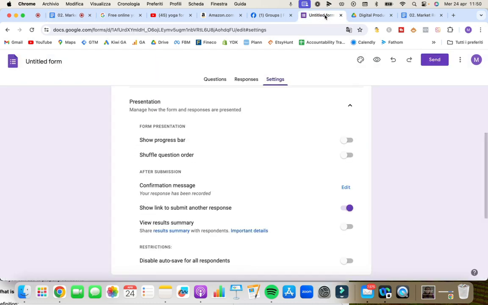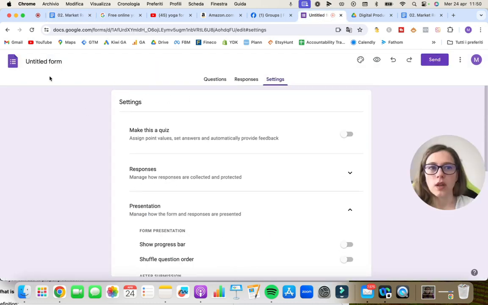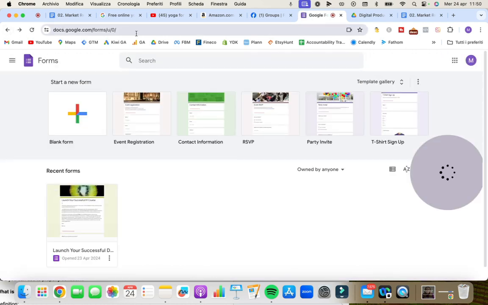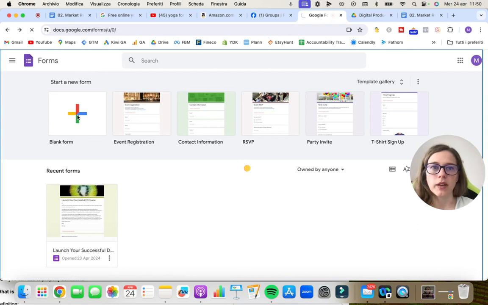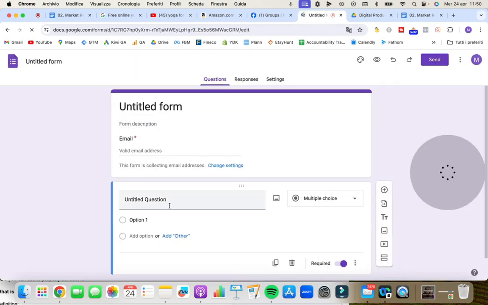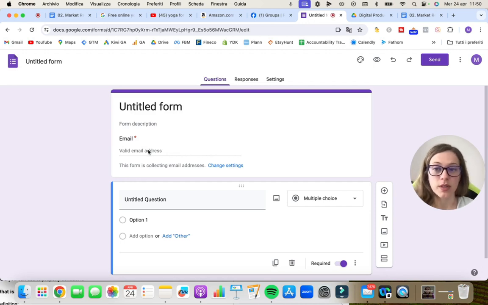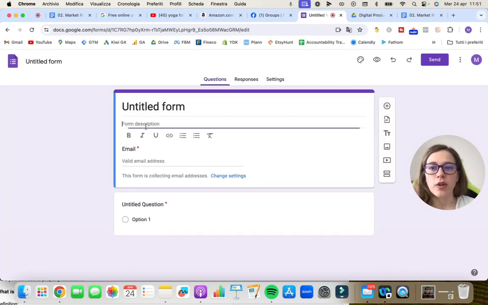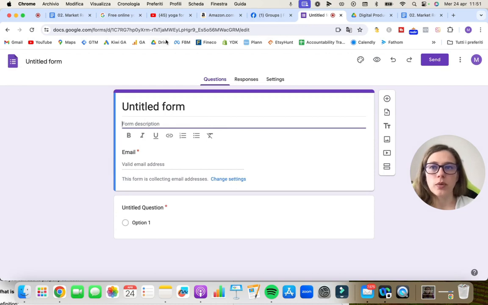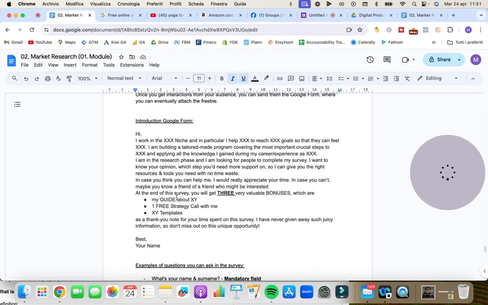You go to Google form. You simply type in Google form, you open the blank form, and this is how it looks like. Okay. Email, of course, is mandatory because then you need to collect the email address to build your email list. And form description, here I put you an example.